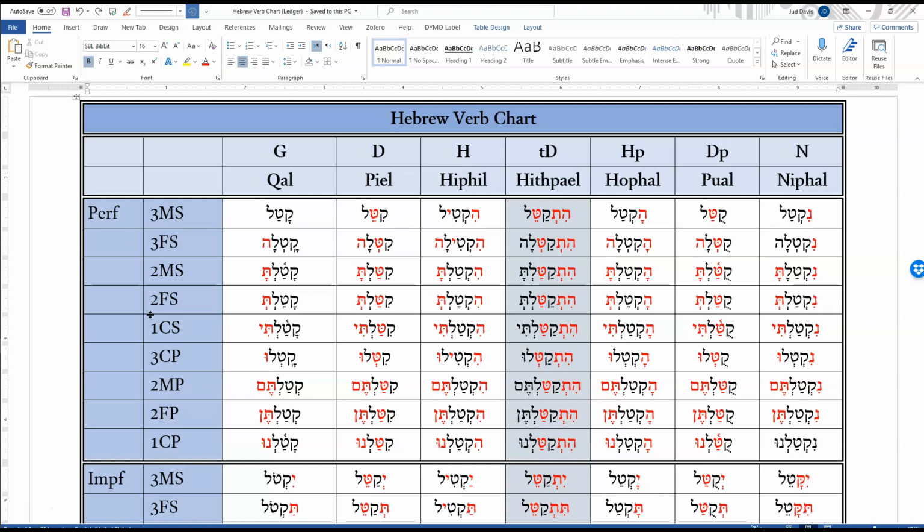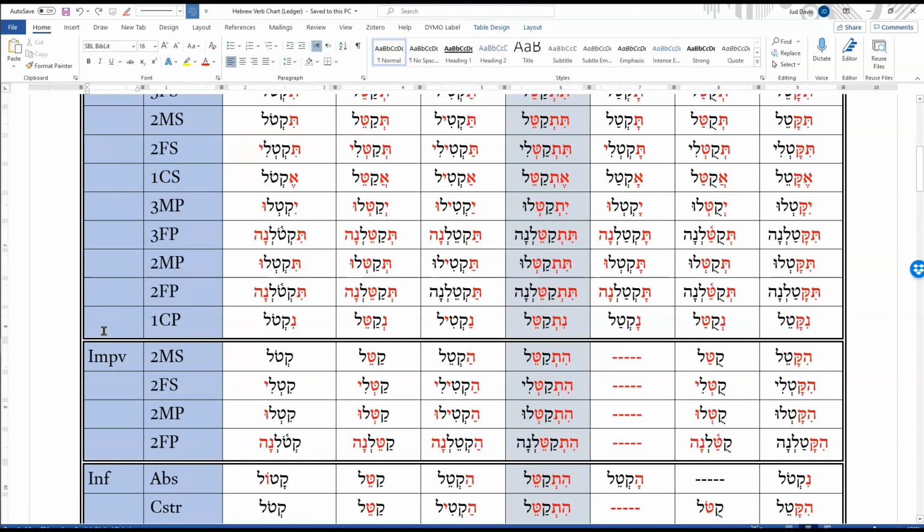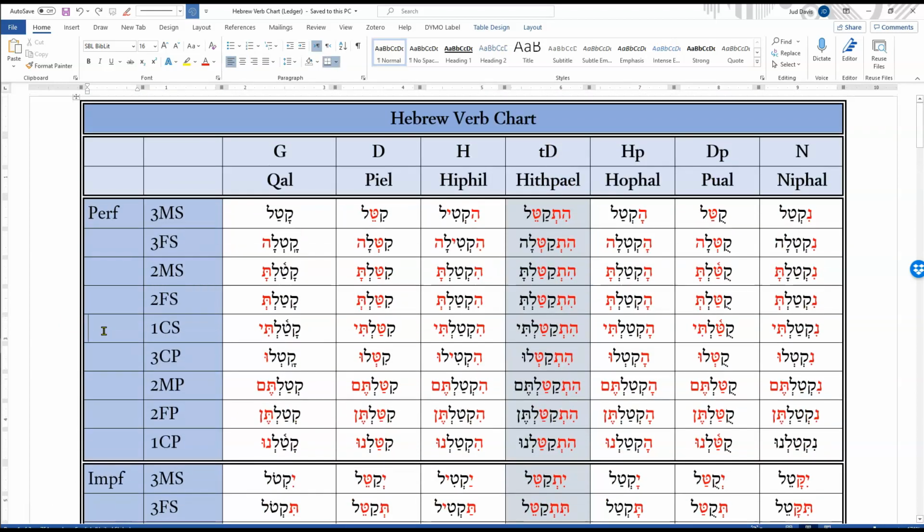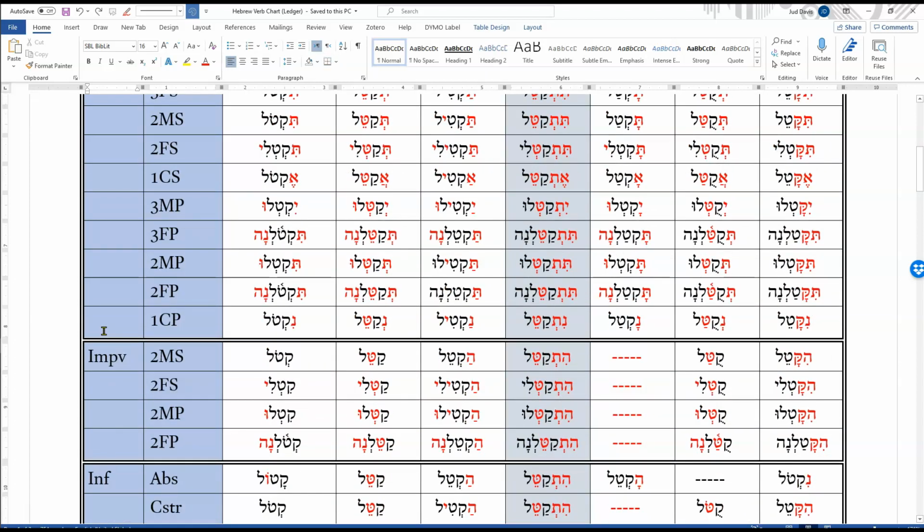Okay, the imperfect, he will kill, you will kill, she will kill. So, he will kill, she will kill, you man will kill, you woman will kill, I will kill. What would that be in English? In terms of tense.